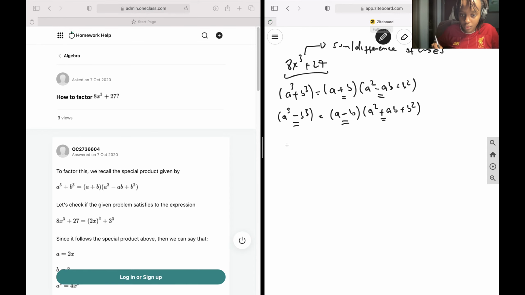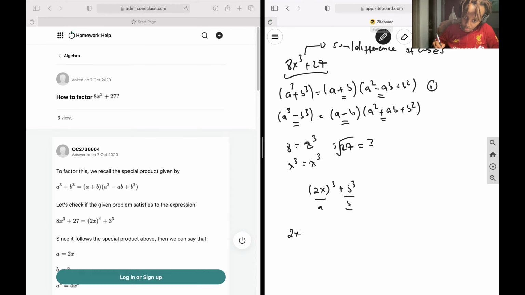Okay, so we know 8 is equal to 2 cubed. X cubed is of course equal to x cubed, and now we want to find 27 is equal to what cubed, and you can simply find that by taking the cube root. And you should get 3. Which means that if we express it in cube form, you get 2x cubed plus 3 cubed. So this becomes our a, and this becomes our b, and we will be using this first one.